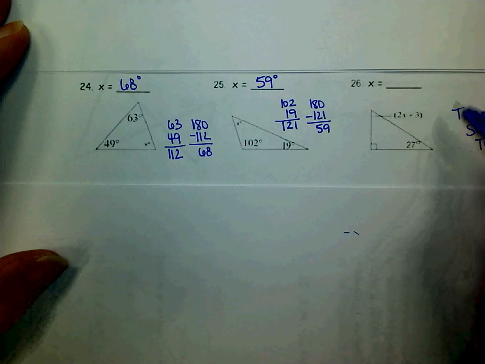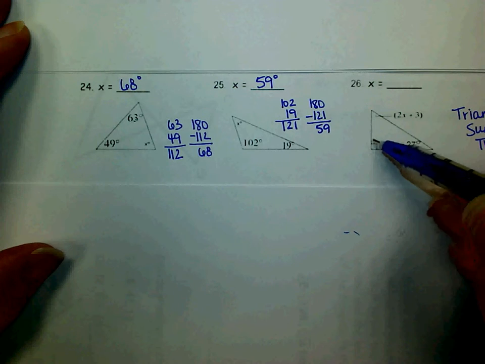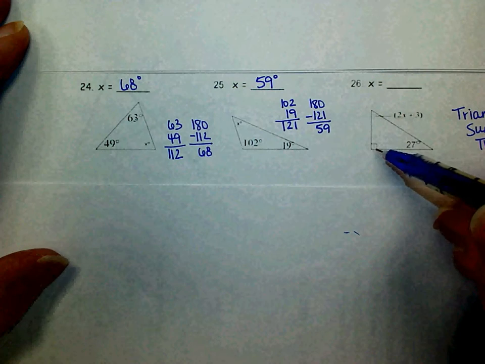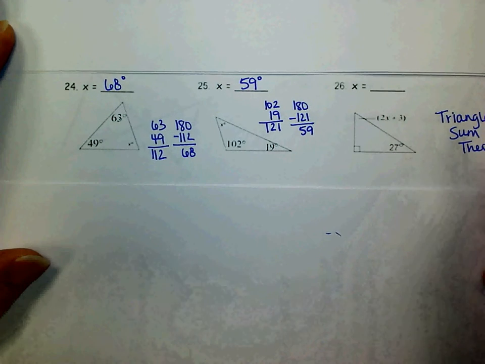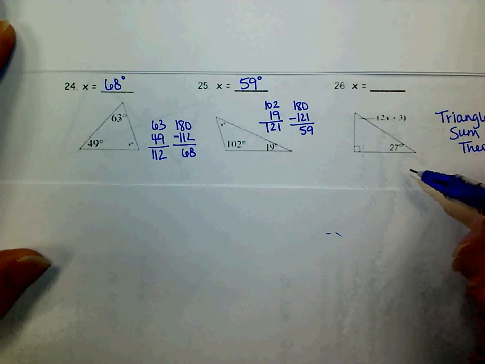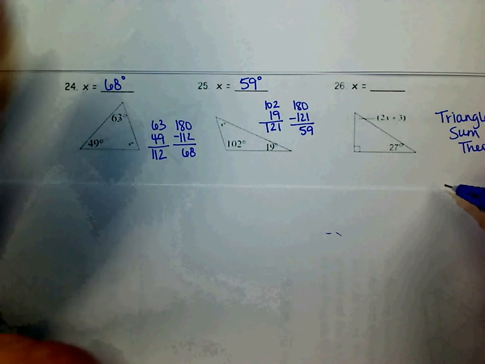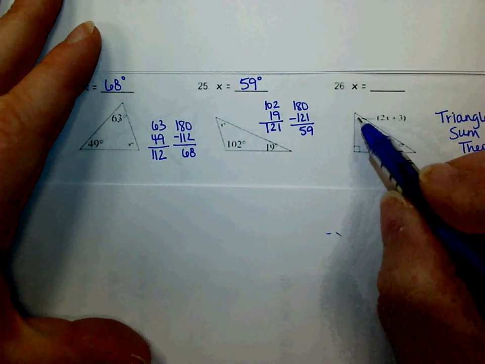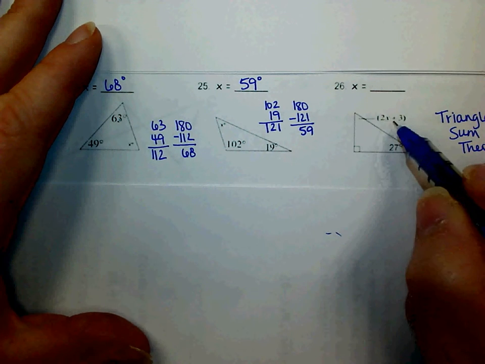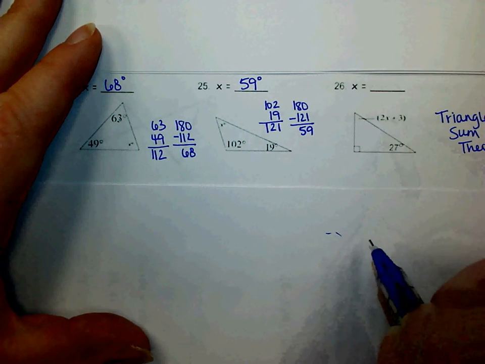On the third one, we're given one of the angles is 90 degrees, since that's the right angle symbol given. One is 27, and the other one is given as an expression, 2x plus 3. So when we find the value of x here, it's not the actual angle measure, it's the value of x that makes that work. So you have lots of options on your equation to set up here.